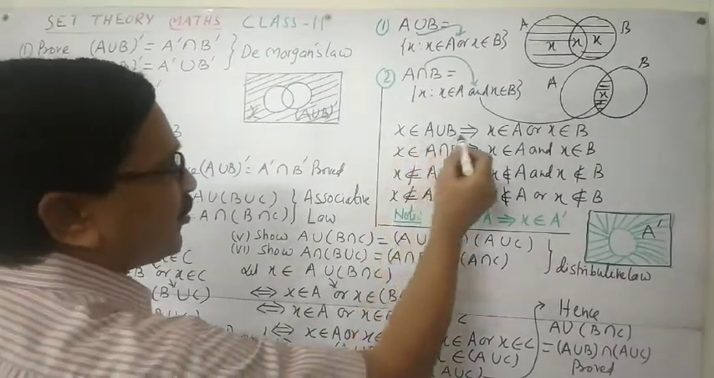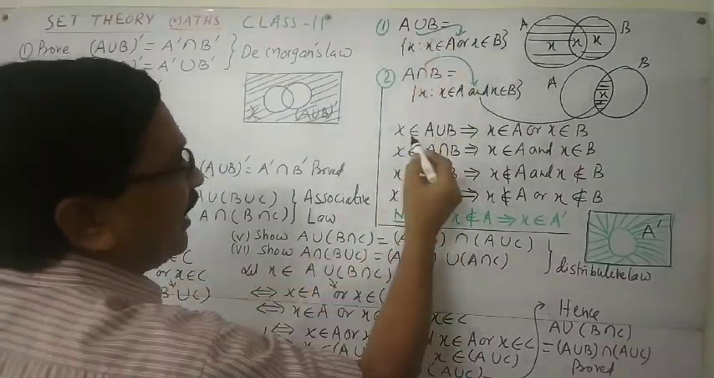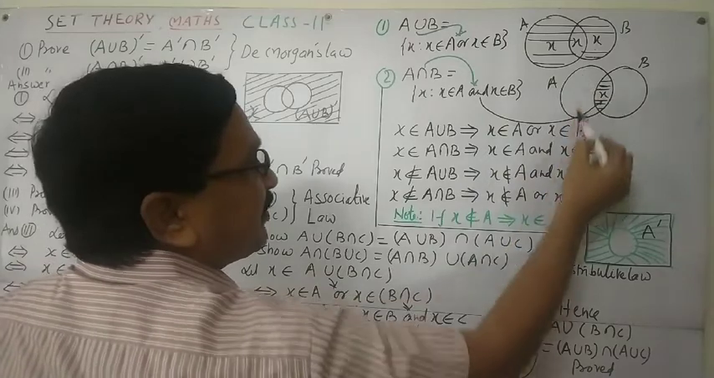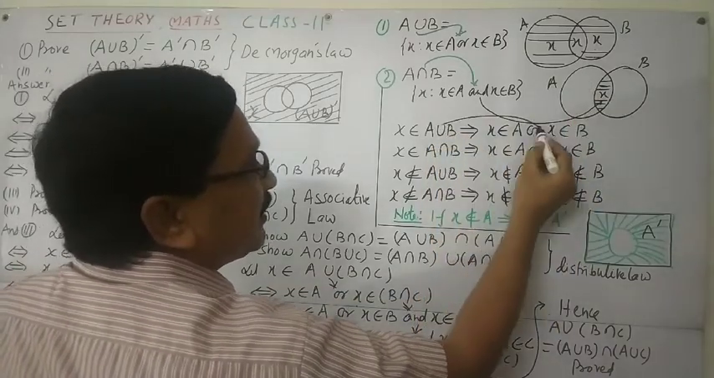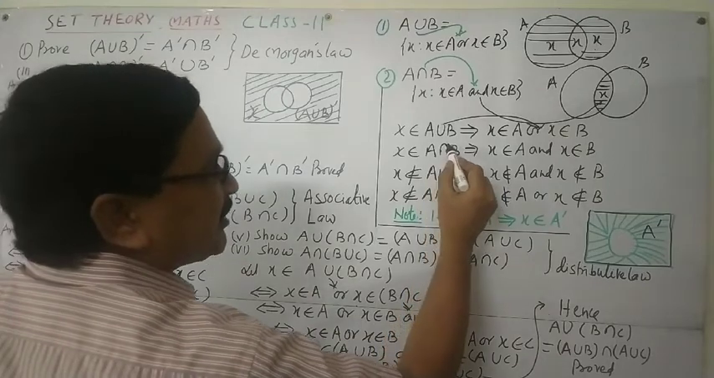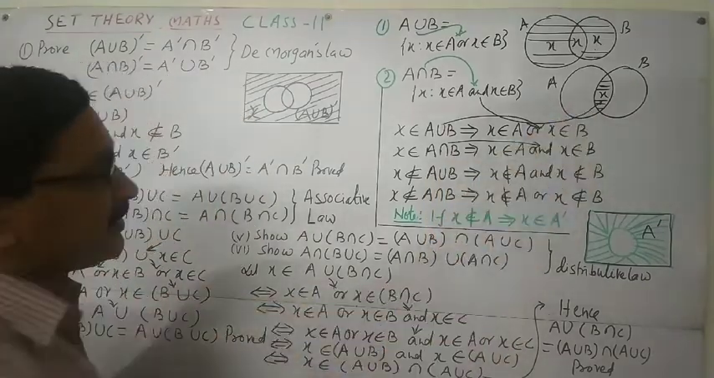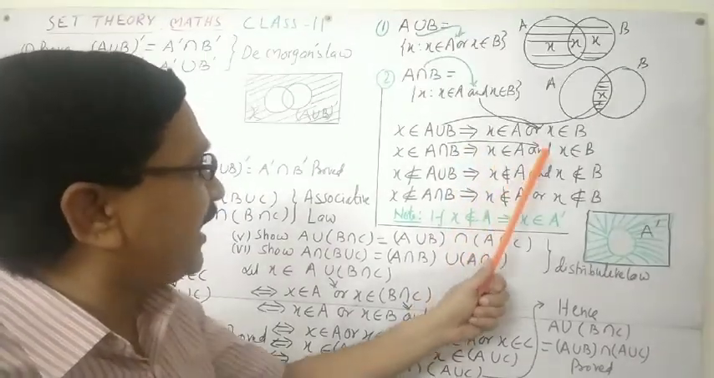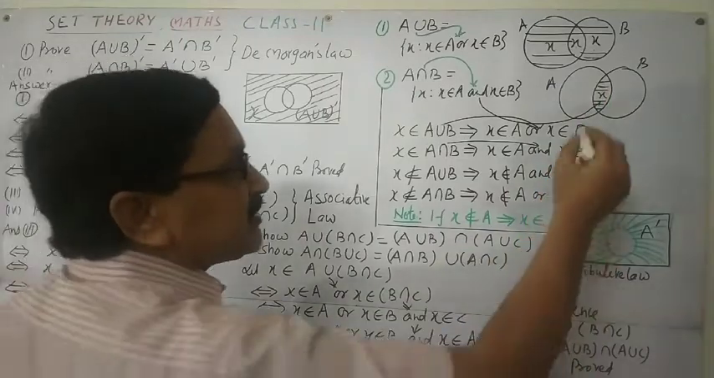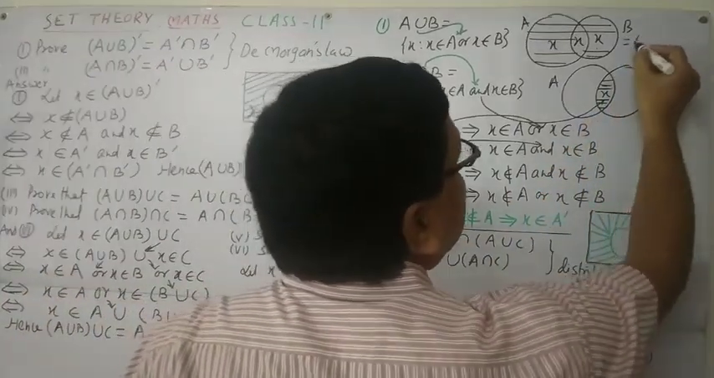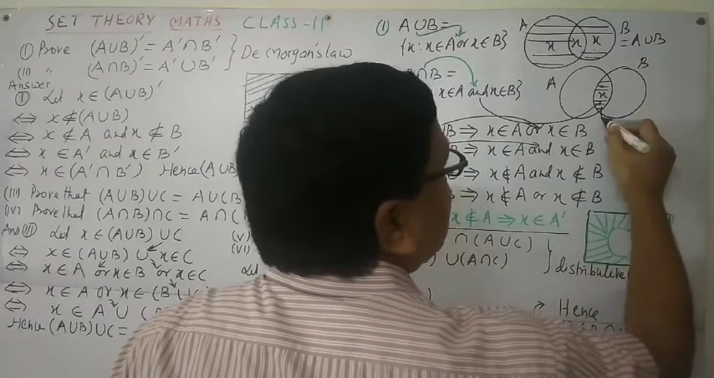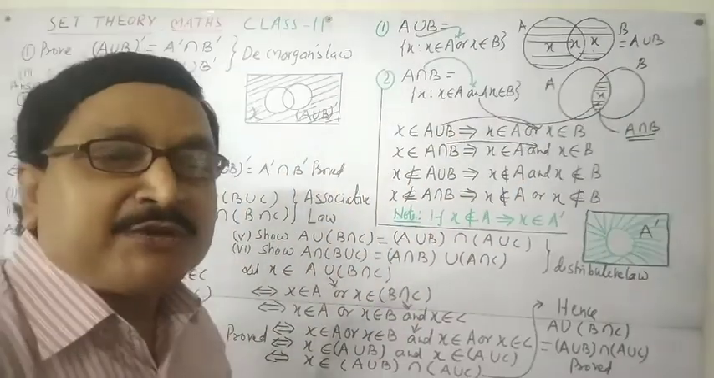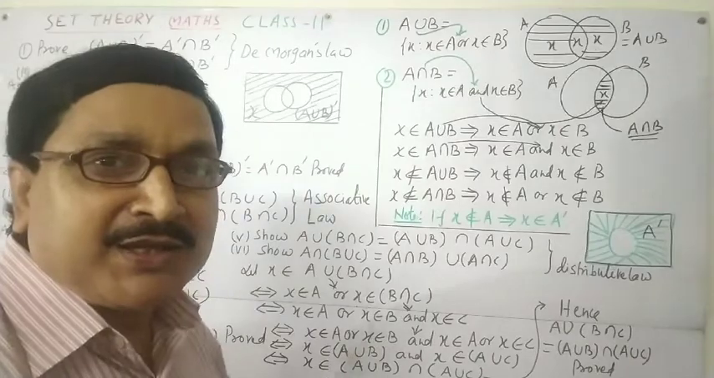Just the meaning of X belongs to A union B: if X is a member of A union B, then either X is a member of A or X is a member of B. So the union must be written as OR and intersection must be taken as AND. X belongs to A intersection B means X belongs to A and X belongs to B. So this is the AND case. The whole shaded portion is called A union B and this portion is called A intersection B. The shaded portion, later on you will learn in the Venn diagram.